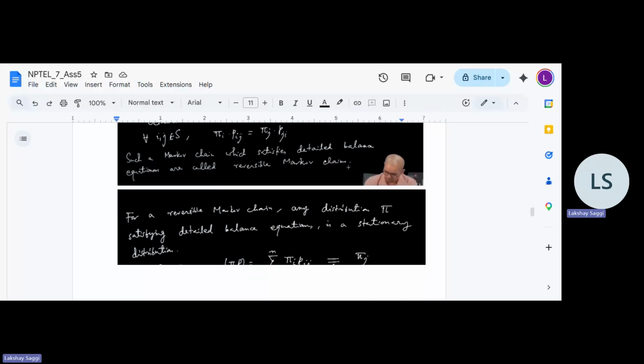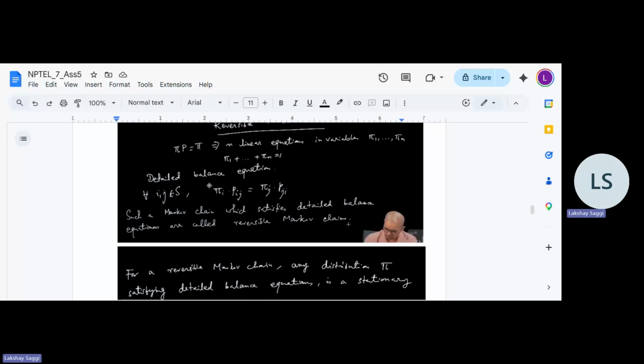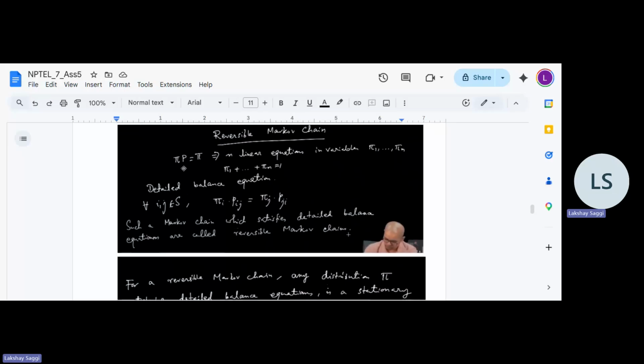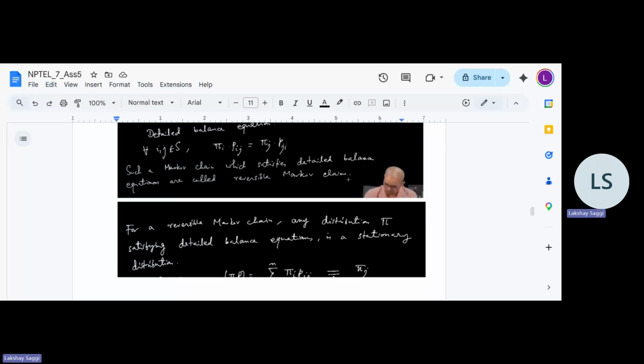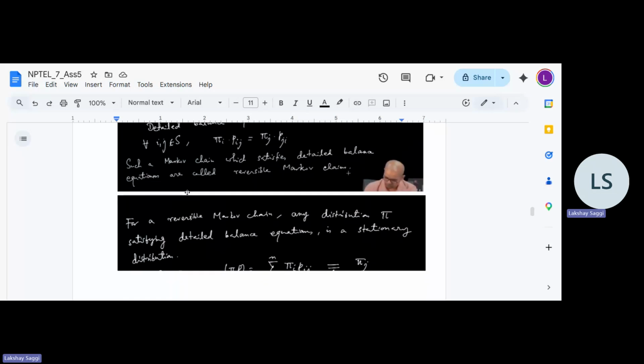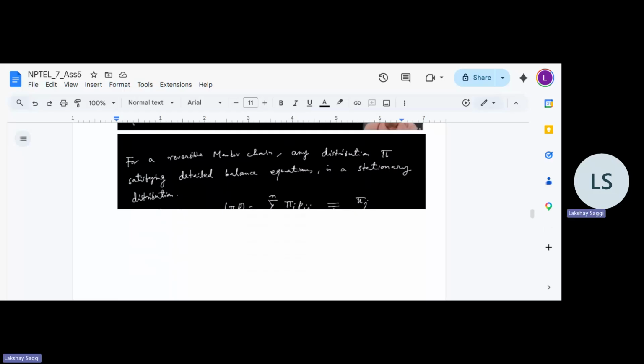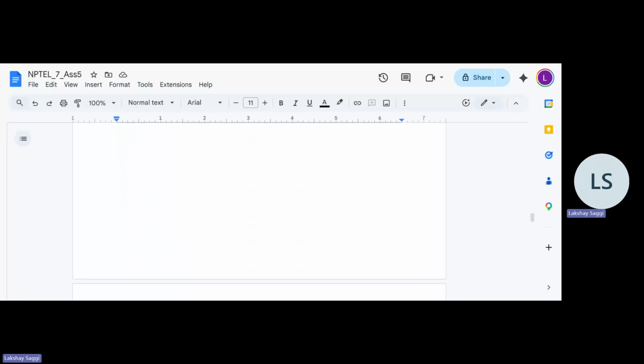And why is that the case? Because we know the formula for a stationary distribution. Essentially, if the probability mass going out from state i to j is equal to the mass coming from j to i, for any pair of states, then the probability mass at state i does not change. That's why it's a stationary distribution. So any distribution satisfying the detailed balance equation is in itself a stationary distribution.